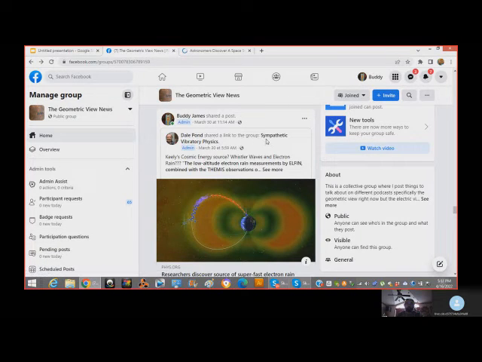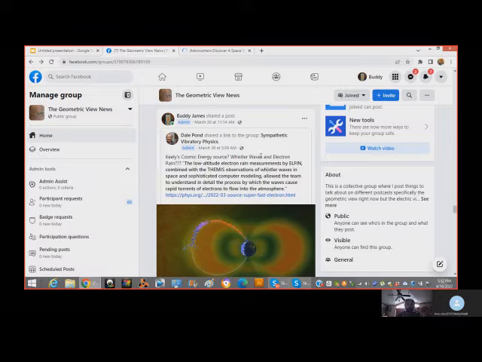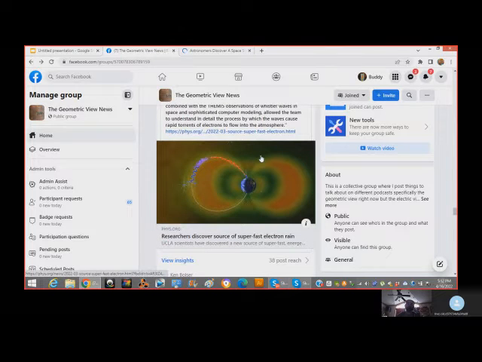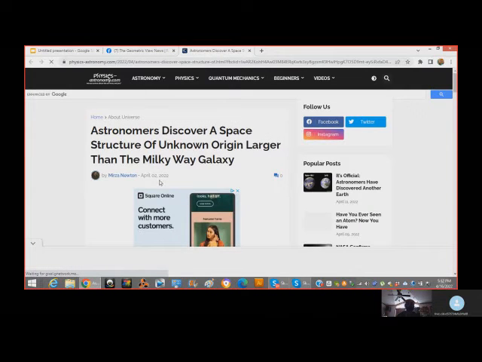Dale Pond here sent this to vibratory physics, sympathetic vibratory physics. Keely's cosmic energy source, Whistler waves and electron rain, the low altitude electron rain measurements by E. Alphin, combined with the Themis observations of Whistler waves in space and sophisticated computer modeling, allowed the team to understand in detail the process by which the waves cause rapid torrents of electrons to flow in the atmosphere. Sweet. That's exactly what we're always talking about here. Super fast electron rain. Cool. We're going to have to get into that article. Let's check this one out first.